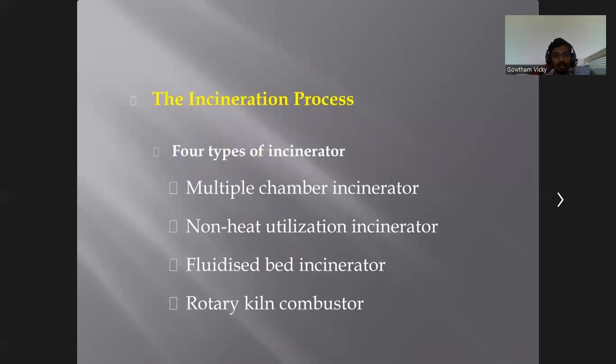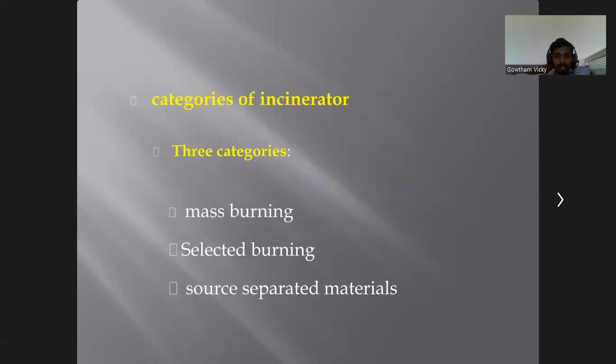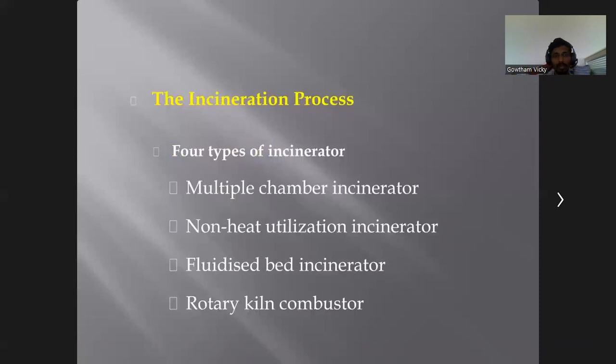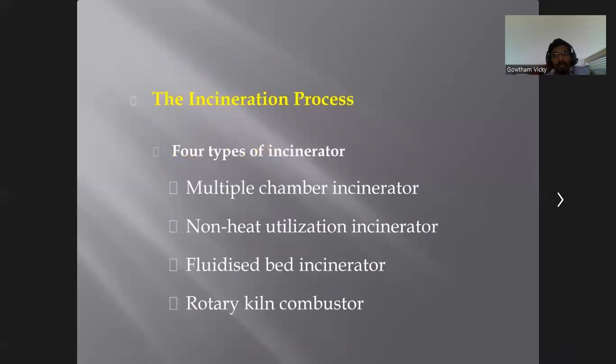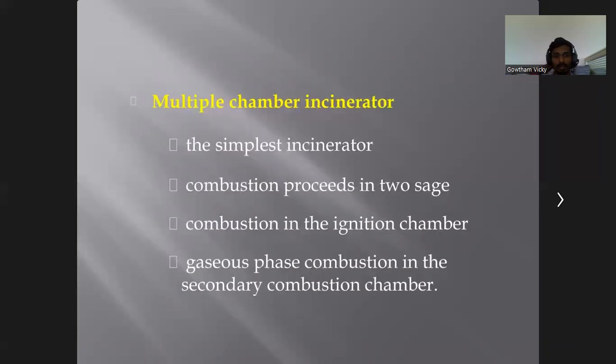The incineration process has four types. These are the categories and these are the processes. The categories are the three: mass burning, sectored burning, and source separated. The four types are different from these: multiple chamber incinerators, non-heat utilization incinerators, fluidized bed incinerators, and rotary kiln combustors.